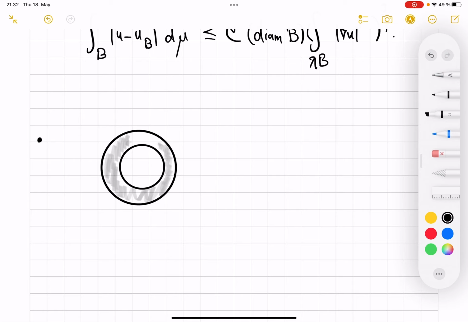So what is a slit disk? You remove just one line segment from this. So everything will be included except this line here. So this actually touches. Okay, so that is your X, just the annulus minus a radius.